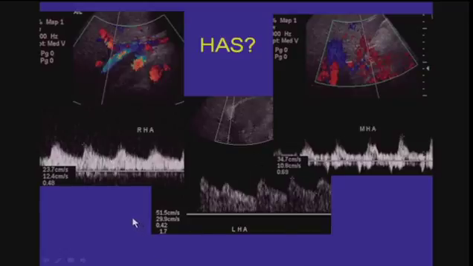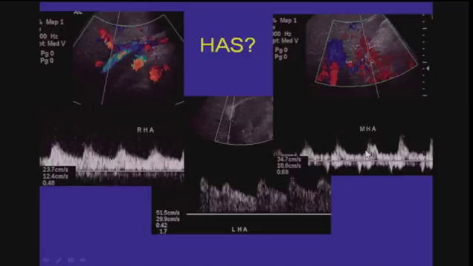Here's a question for you. Does this patient have hepatic artery stenosis? So what are the things that we see? The right hepatic artery, the resistive index is just a little bit under 0.5. It's 0.48. The left is 0.42, but the main is normal. So do we weigh the findings in the parenchyma, or do we actually follow what's going on in the main?